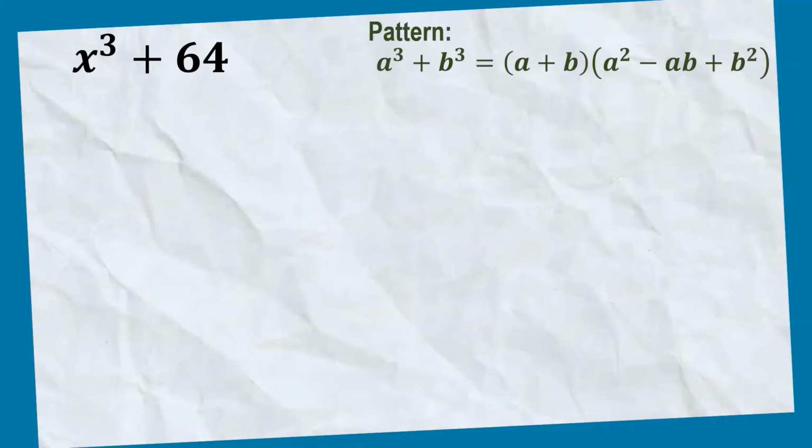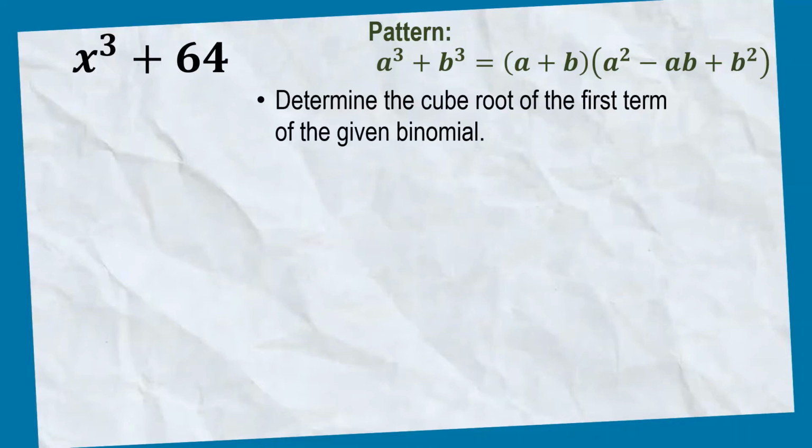Let's have an example. In this case, we have x cubed plus 64. Ang magiging pattern po natin ay a cubed plus b cubed is equal to the product of the binomial a plus b and the trinomial a squared minus ab plus b squared. First step, determine the cube root of the first term of the given binomial. In this case po, ang ating given binomial ay x cubed plus 64. And our first term here is x cubed. So we need to get the cube root of x cubed, which is equal to x.